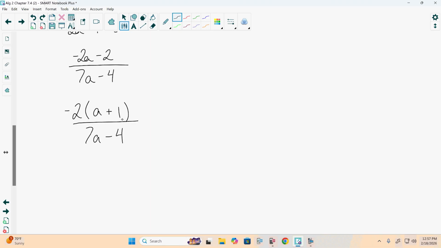So we can factor that negative out of both, so the 2a is going to become positive, the 2 is going to become positive. Factor the 2 out, 2a is going to become a, 2 is going to become 1, telling us that we have negative 2 times a plus 1. Nothing in common on bottom. Questions on this here? Questions on anything we've done so far?